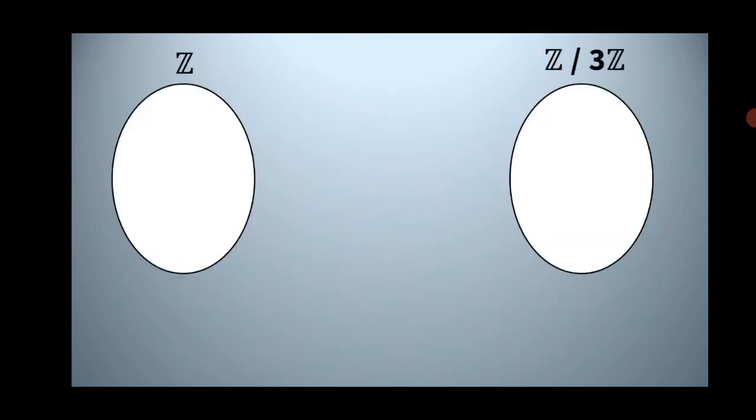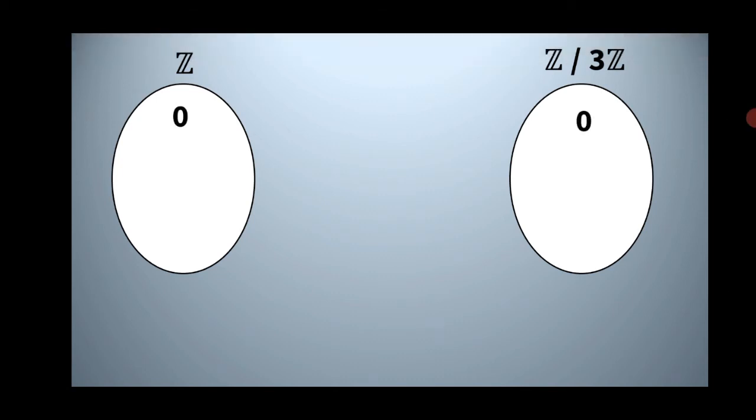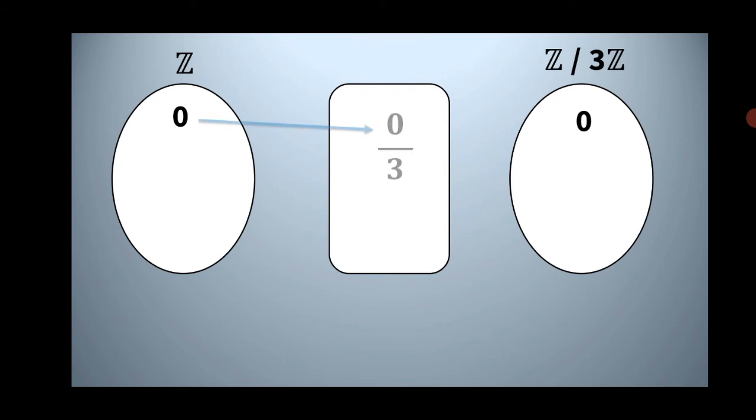In our previous example, the identity element of the group of all integers is 0, and the identity element of the group of integers modulo 3 is also 0. The given homomorphism maps the identity element of integers to the identity element of integers modulo 3. This is the fundamental property of group homomorphisms.